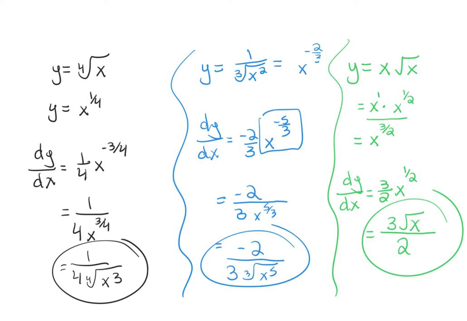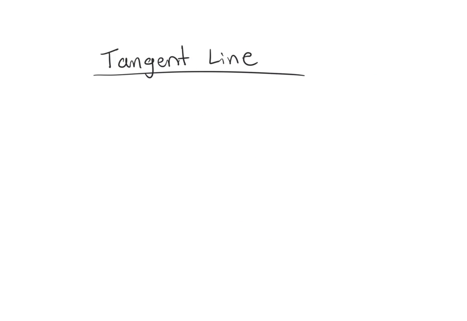So I think these are pretty fun, pretty easy. I think you guys will like this lesson. But we're not done yet. Let's do one tangent line question. So let's say I have f of x equals 1 over x squared. And I want to write an equation of the tangent line at x equals 3.